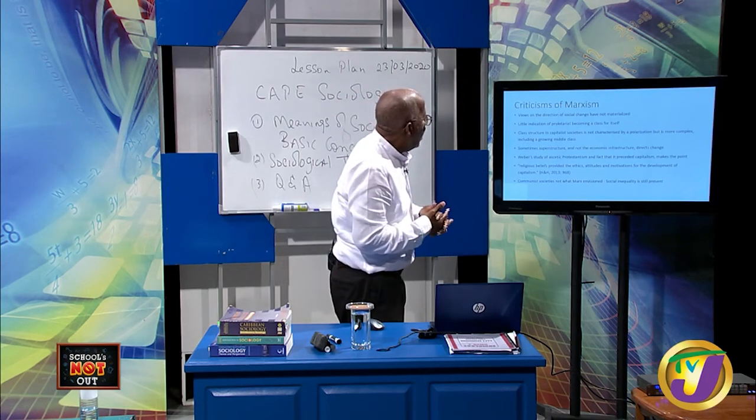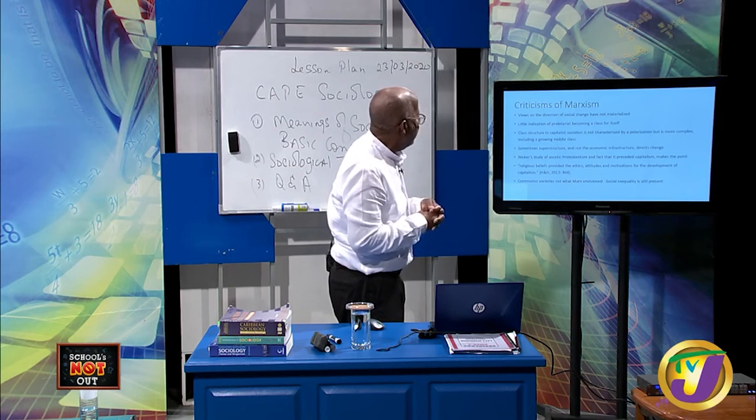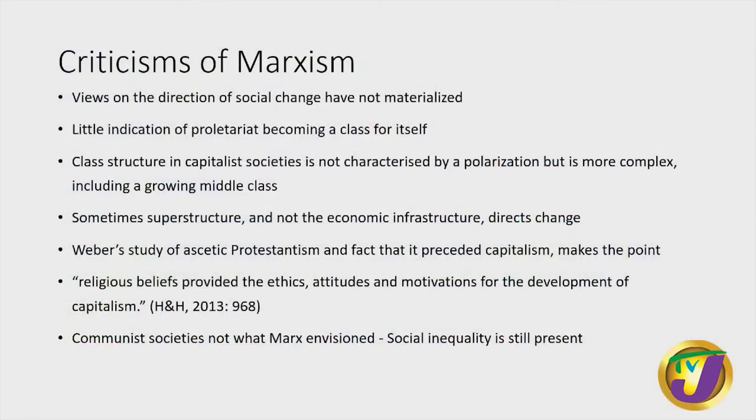Religious belief provided the ethics, attitudes, and motivation for the development of capitalism. Now, if you understand Marx and Marxist concept and Marxism, almost everything will come down to the exploitation of one class over another. That is the basic thing about Marxist theory. So once you understand this concept, we ask, what's the Marxist concept of crime? Because of the exploitation by one class over another, it forces some people to steal. You can almost guess what it means.